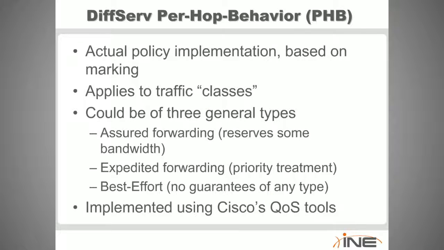Now, once the classification has occurred, so we figured out based on either the layer 2 markings or the layer 3 markings what the traffic is, we apply the QoS in what is known as the per-hop behavior, or the PHB. Okay, the PHB is when we're actually implementing our quality of service tools, things like queuing or policing or traffic shaping or prioritization, in order to actually deal with the traffic.